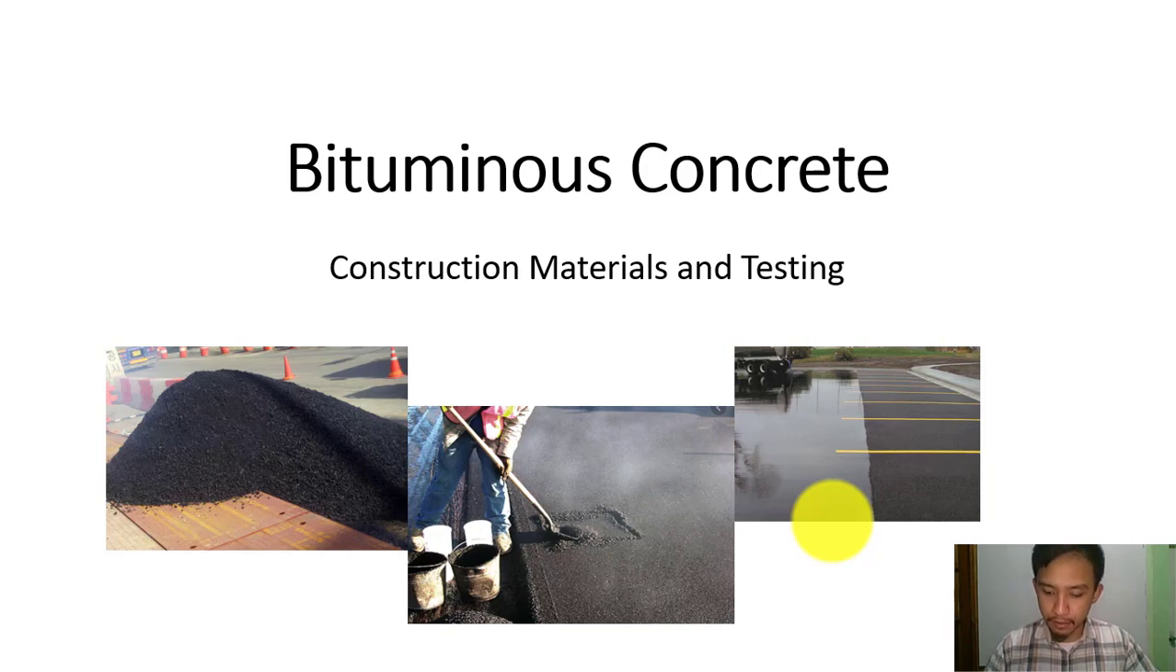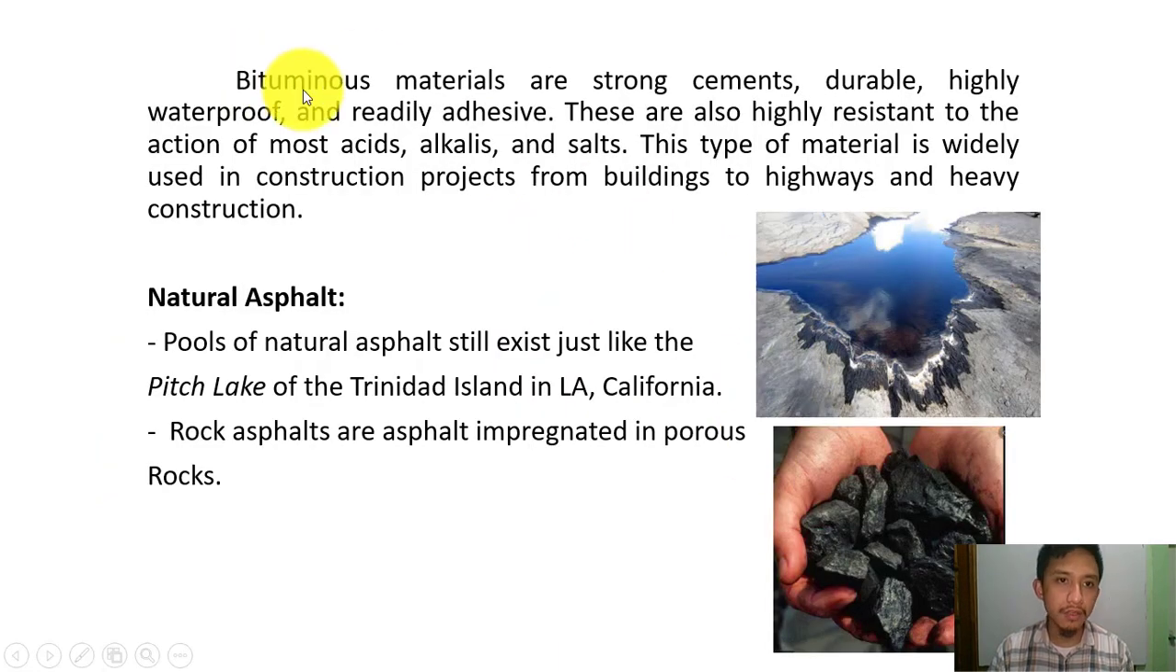So we discussed before about your Portland cement concrete. That is one type of concrete, which is a commonly used type of material in construction, and the other one, which is also a concrete, is what we call bituminous concrete, or we commonly know this one as the asphalt. Okay, that's the asphalt. So what is bituminous?